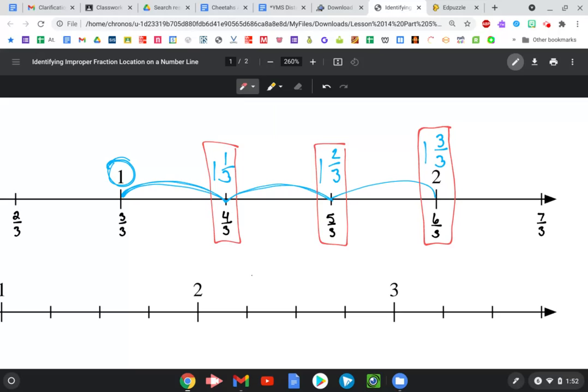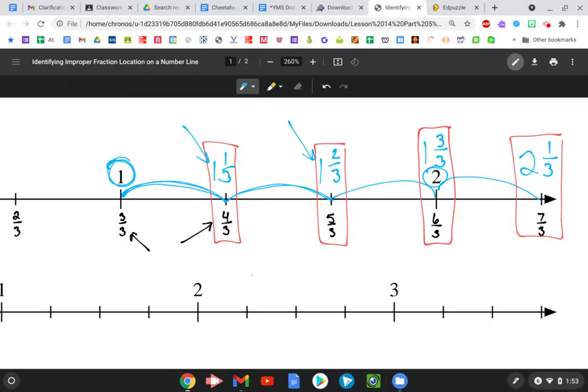And we could count on even further from 2 and name 7/3. 7/3 would be 2 and 1/3, because we have the 2 plus 1 more third. And 2 and 1/3 and 7/3 are equivalent names. They are equal numbers. So this is how we name numbers on a number line using both improper fractions, which are down here, and mixed numbers, which are up here.